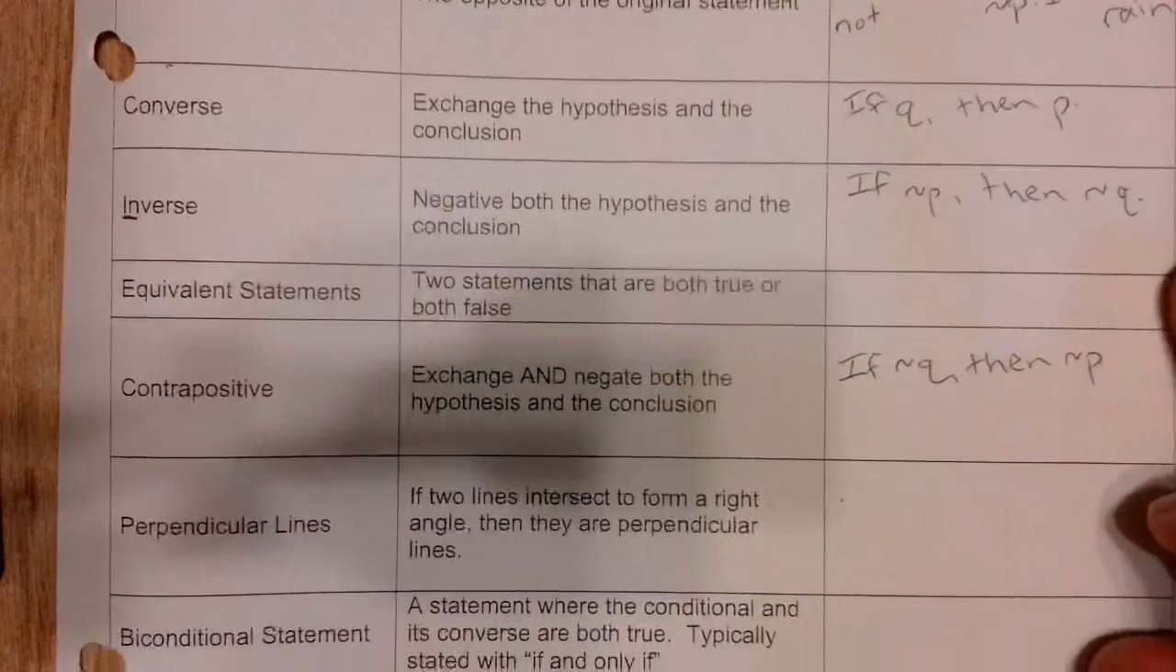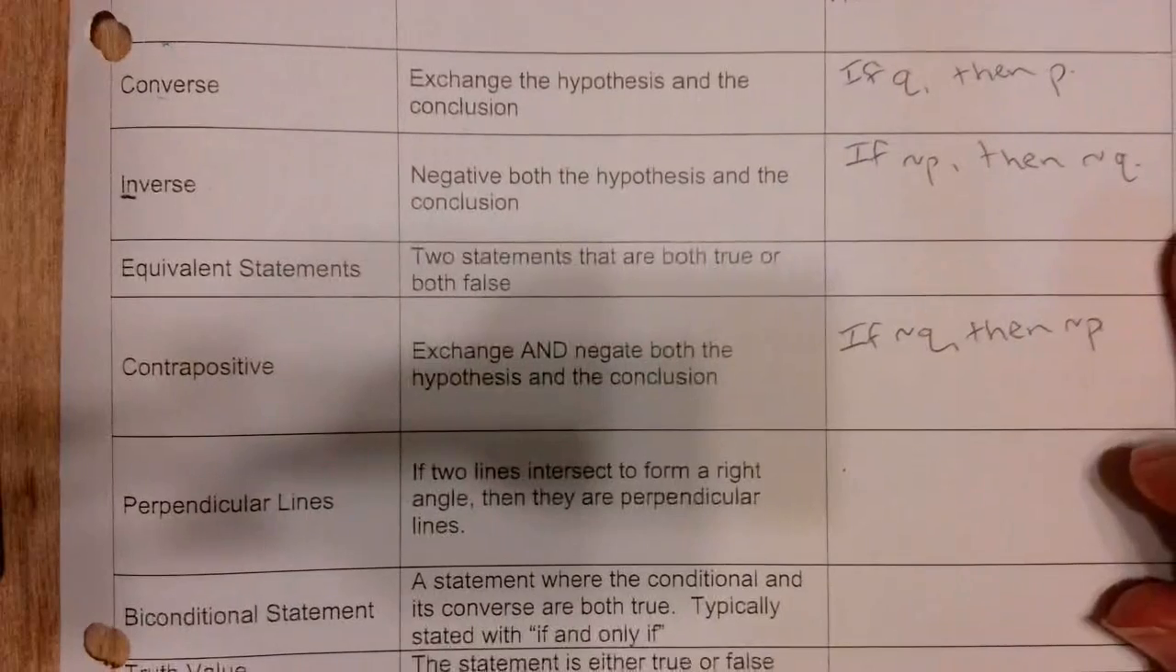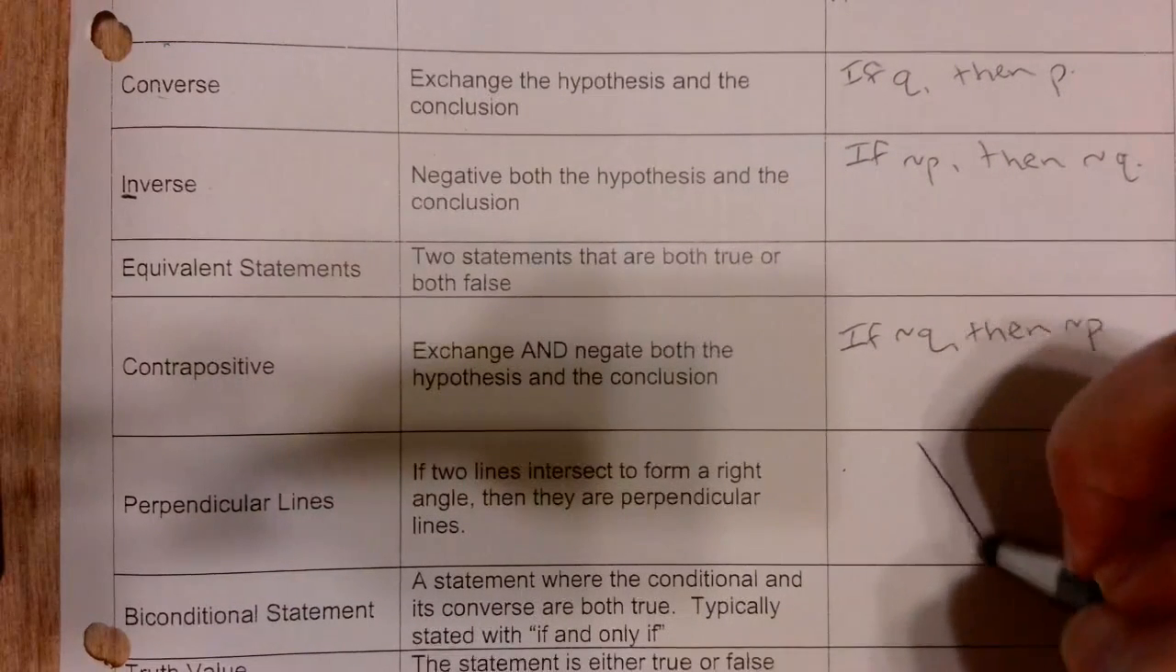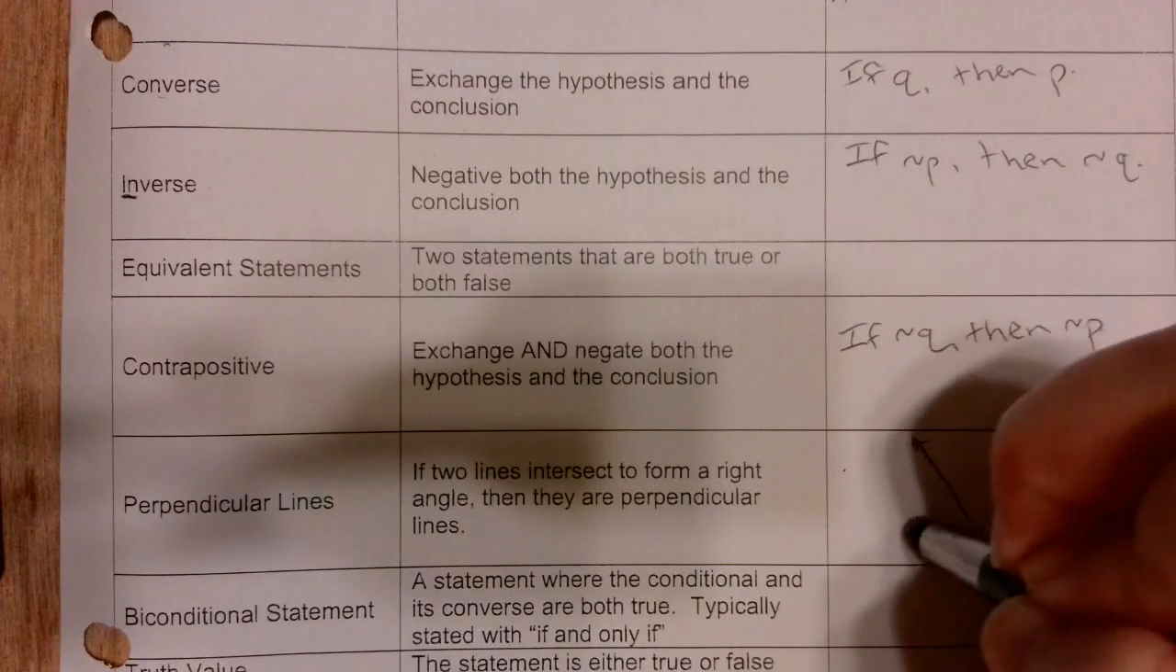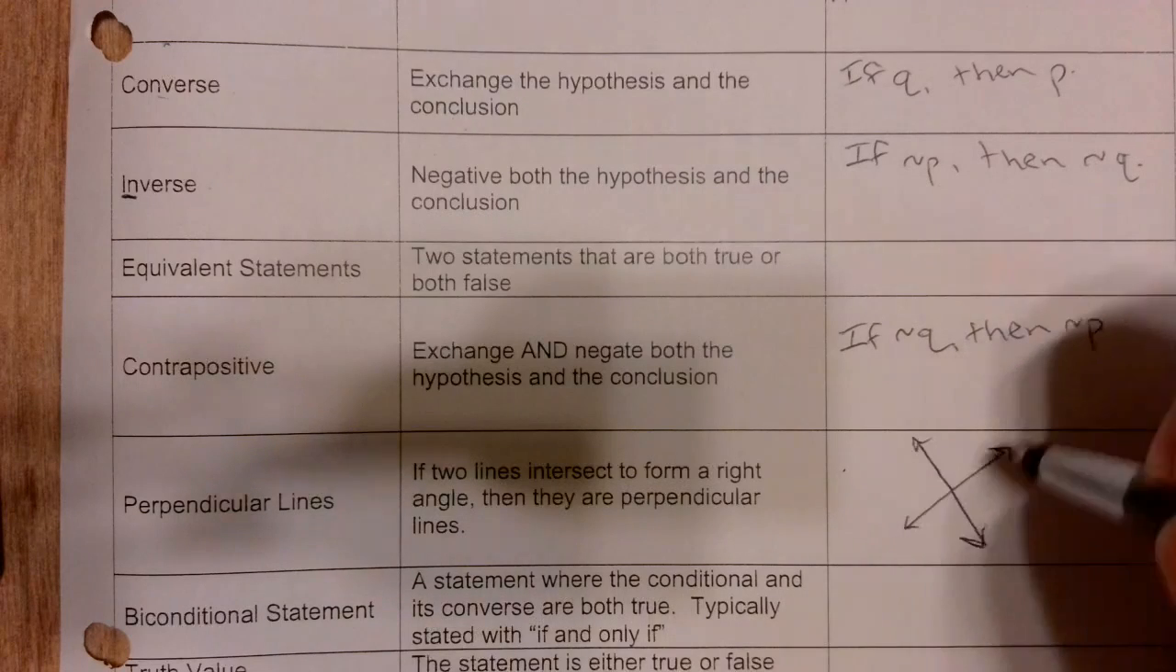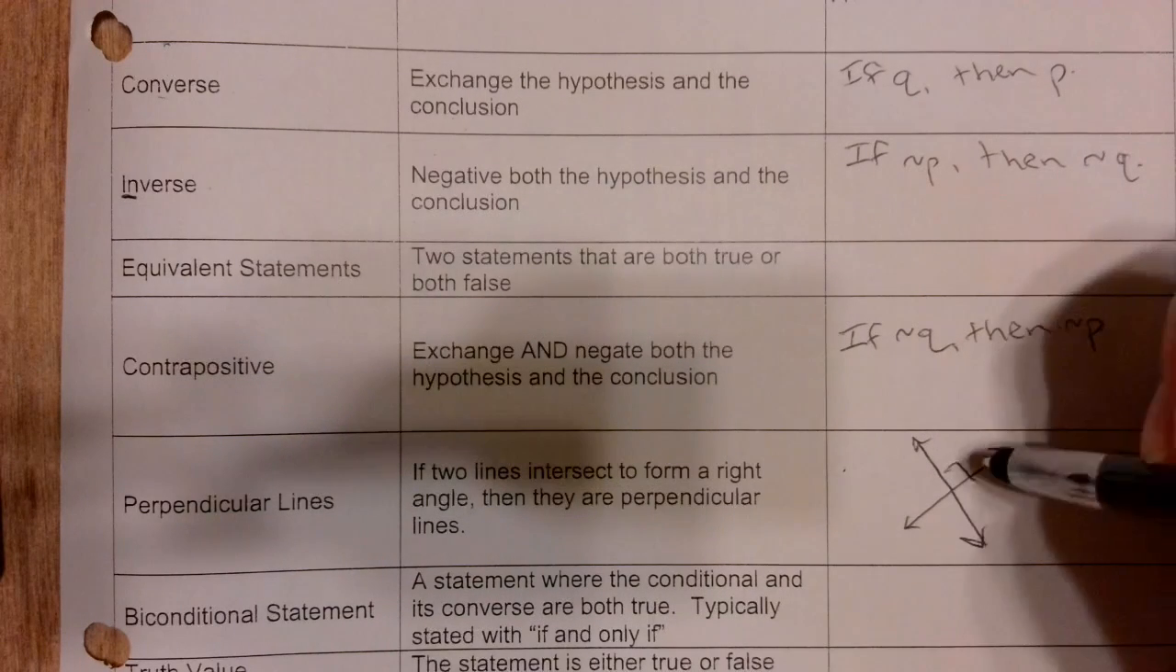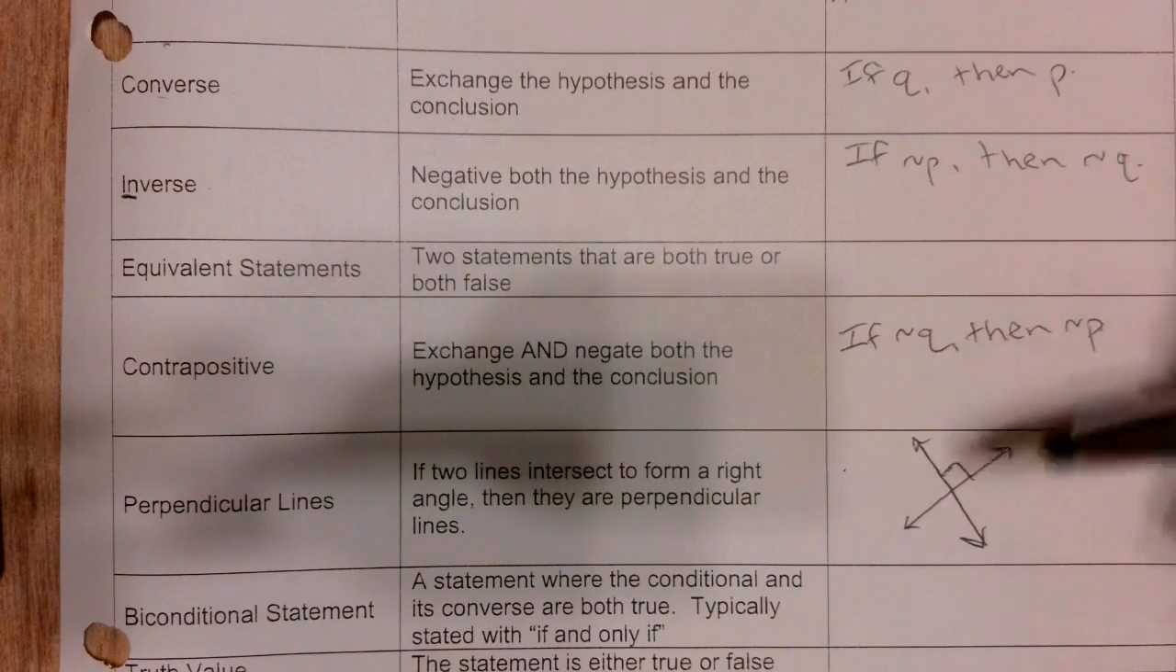Perpendicular lines. Perpendicular lines are lines that cross to form a right angle. Most intersections are perpendicular. You can put the little 90-degree symbol right there.